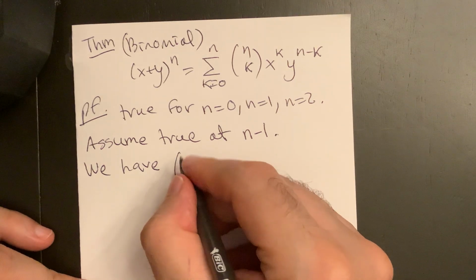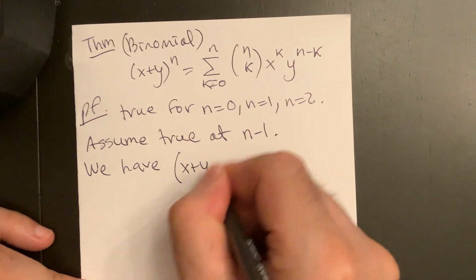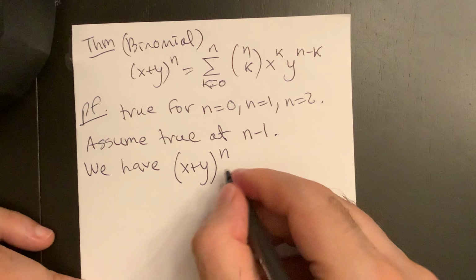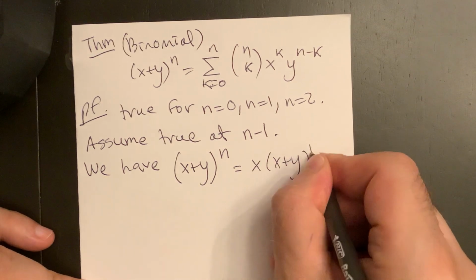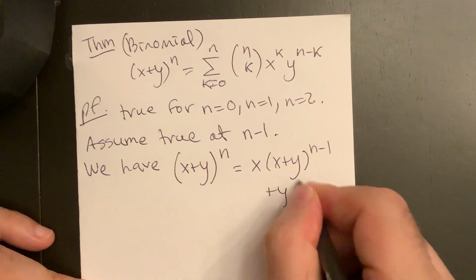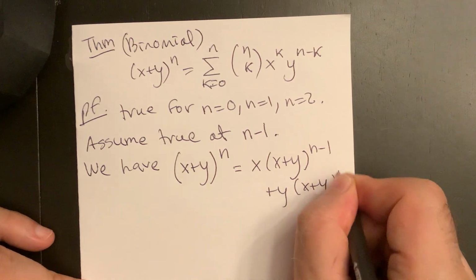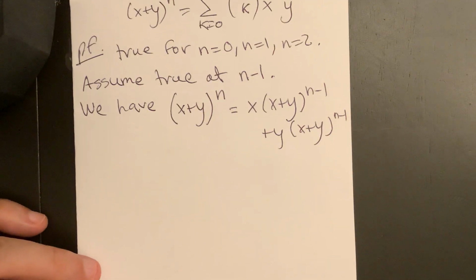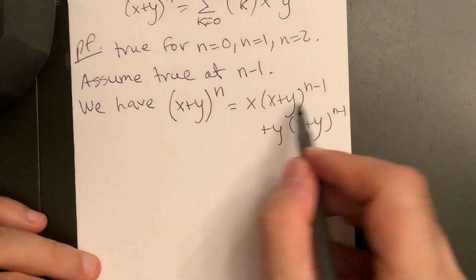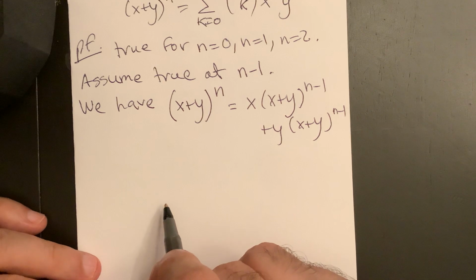It's not too many steps. (x plus y)^n is equal to (x plus y)^(n minus 1), right, plus y times (x plus y)^(n minus 1). Certainly, that's true. And now I can use the induction hypothesis, okay?